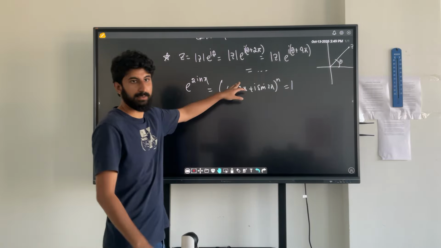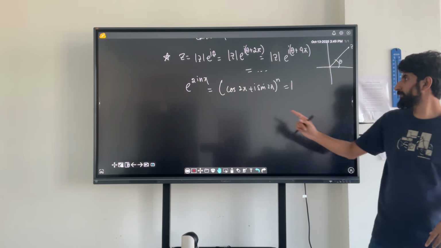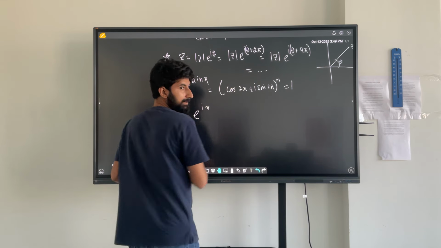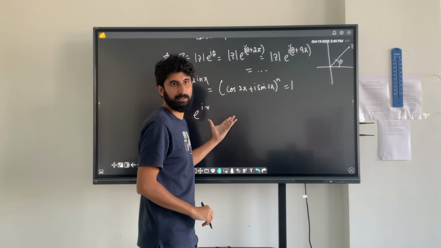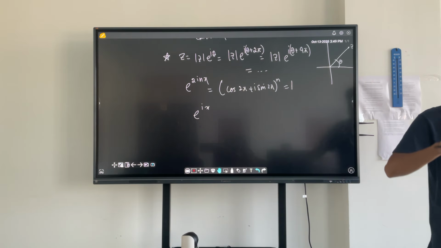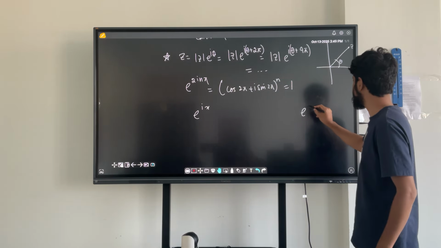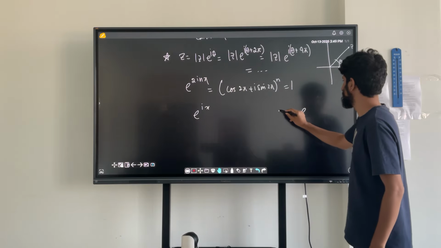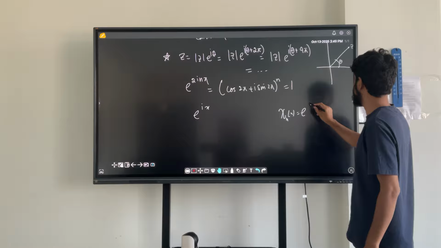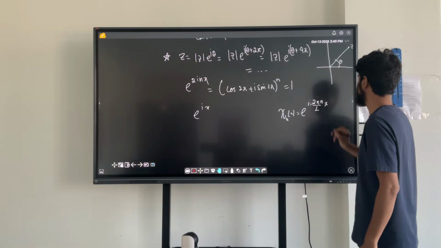Okay, so this is just 1. So e power 2 iota nπ is just 1. If I think of a function e power iota x, this is periodic with period 2π. That's why in complex Fourier series, if you remember, we use these functions as our basis: chi n of x equals e power iota 2πn by L times x.